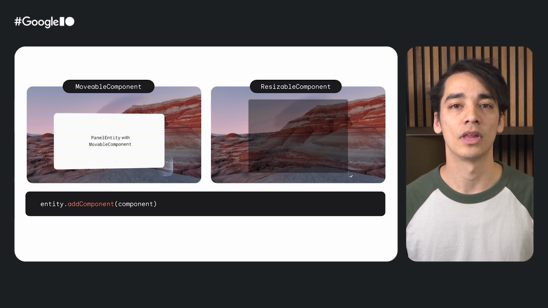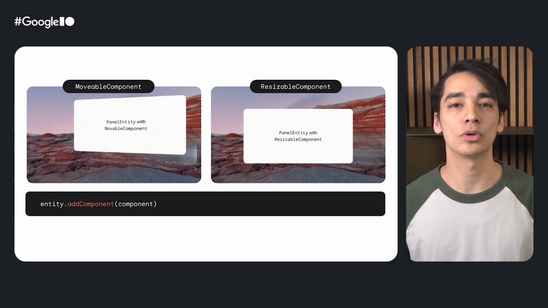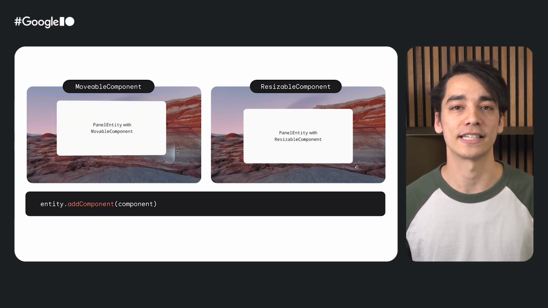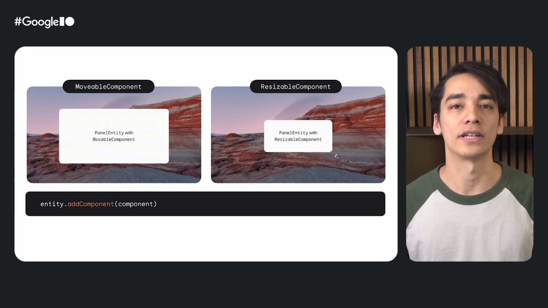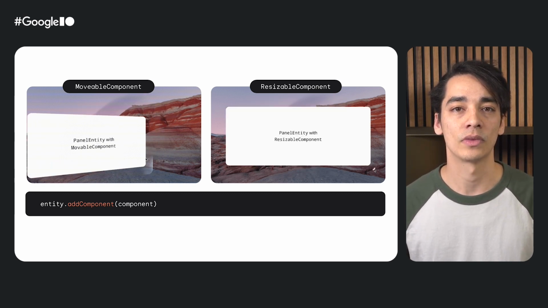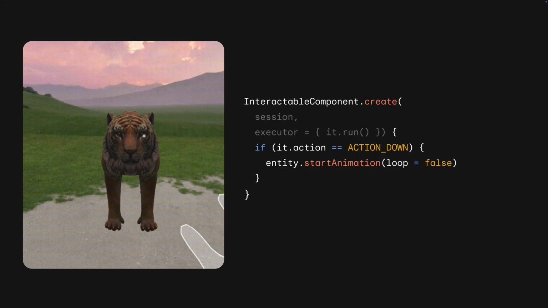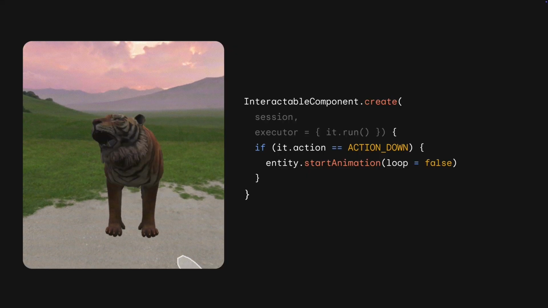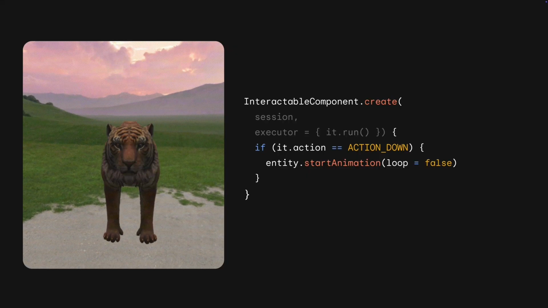Entities can also have components attached to them. Components are used to add behaviors to entities. Movable component adds simple controls that allow users to move the entity. Resizable component adds grabbable corners that allow users to resize the entity. There's also interactable component, which lets you capture raw input events performed on the entity. In this example, we use an interactable component and capture the action down event to make a tiger roar. Wait, to make a tiger roar?